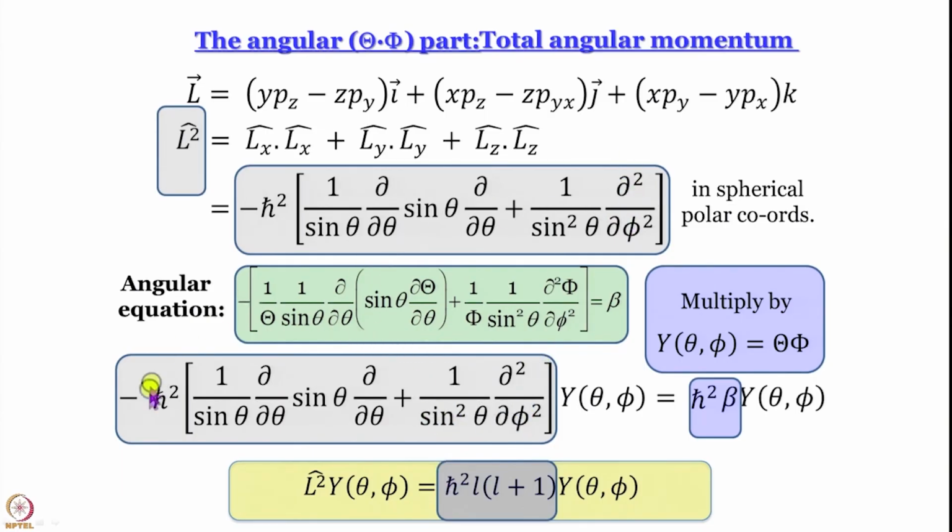So, on the left hand side we have the L square operator operating on the spherical harmonics, the theta phi dependent wave function of hydrogen atom. That gives us back the same wave function multiplied by h cross square multiplied by beta. What does that mean? That means that square of total angular momentum is h cross square beta, and if you remember that beta is L into L plus 1, you might as well substitute that. So, we get the result that the square of total angular momentum is h cross square multiplied by L into L plus 1.